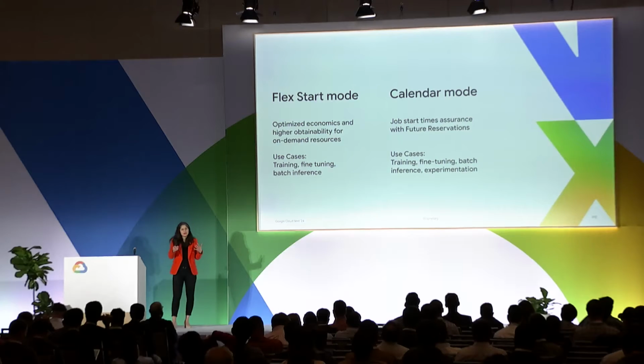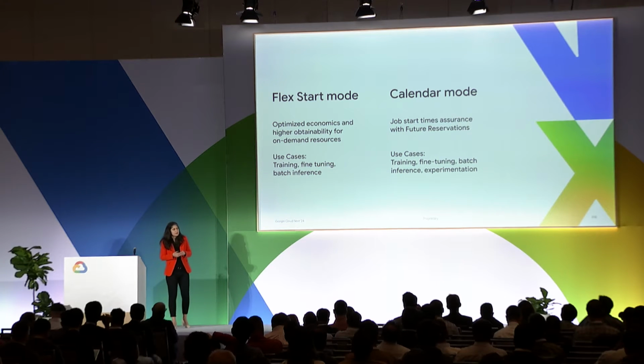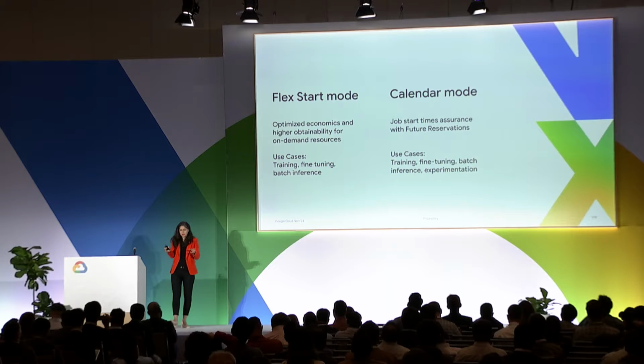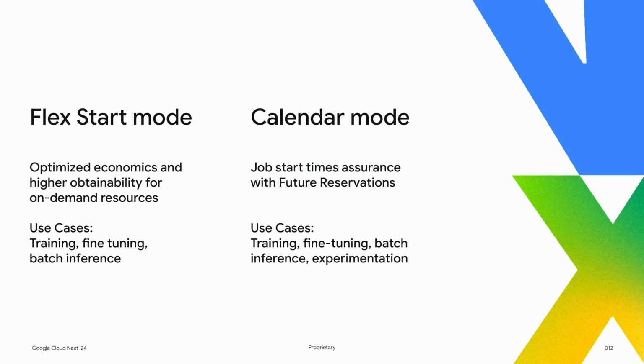They balance cost savings with resource obtainability. Flex Start mode is about getting resources just in time as your jobs are ready to run. DWS intelligently queues your workloads and allocates capacity to them as the resources become available. You can think of this as your everyday operating mode, or like jumping on a wait list at your favorite Sunday brunch place. It's ideal for model training, fine-tuning, or batch inference jobs where some delay is acceptable.